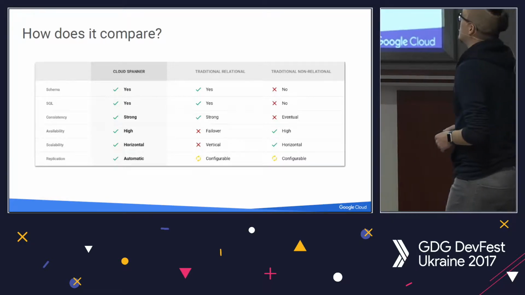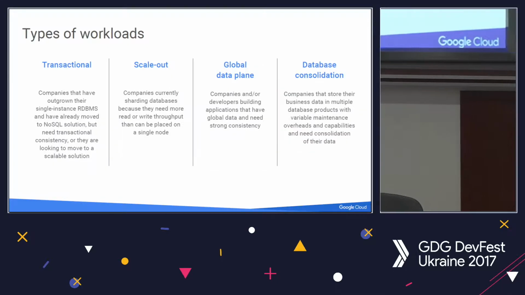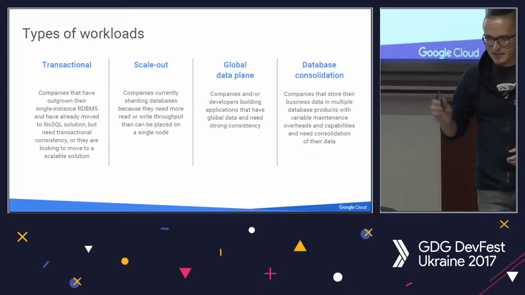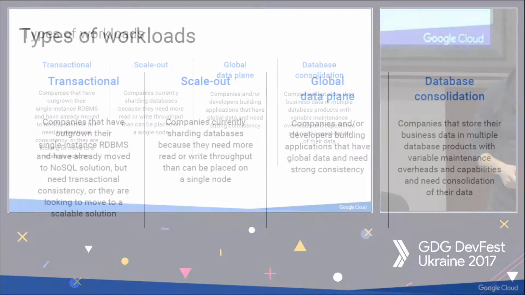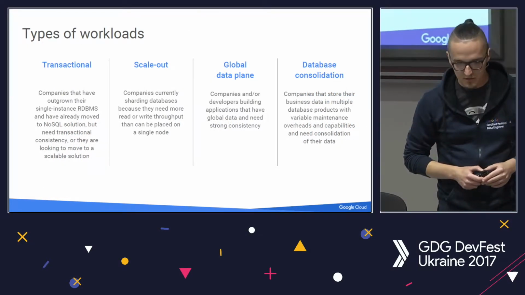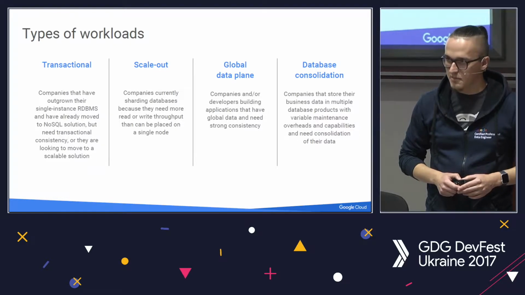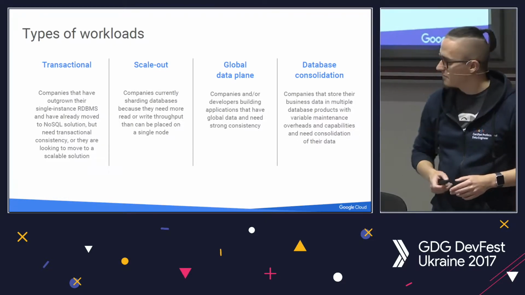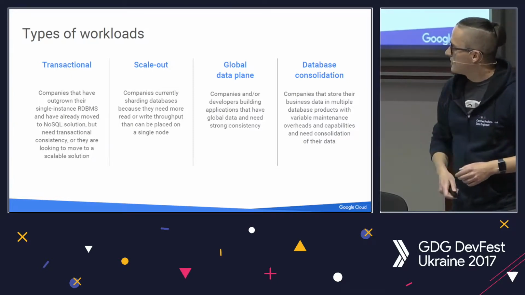When to use it, well, not when to use it, but typical kinds of workloads. Transactional, scale-out, global data plane, database consolidation. Database consolidation is actually funny because I tend to think about database consolidation more in lines of BigQuery, less about Spanner. But in reality, it's almost any workload where you want to stay relational, where you want to stay with transactions, but you want to scale horizontally and you want to not be limited by the capacity of a single master node. Yeah, we'll talk about Quizlet a bit later.